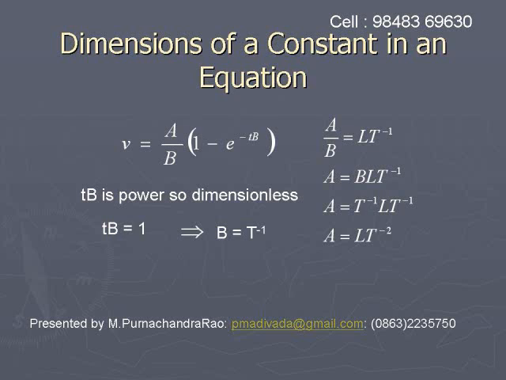Then a by b is velocity, since V is velocity. So, a by b should also be velocity, so it is LT⁻¹. a by b is LT⁻¹. So, a is equal to b into LT⁻¹, but b is T⁻¹. Hence, a is LT⁻². The dimensional formula of a is LT⁻².